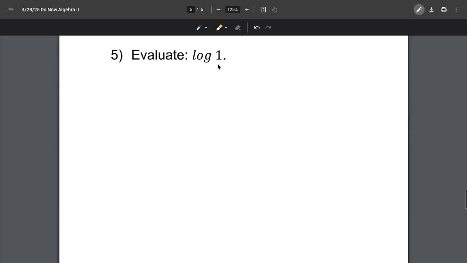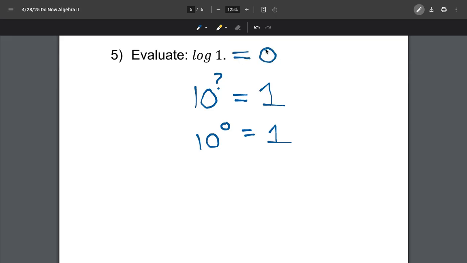Evaluate log of 1. So this is base 10. When you just write log, it's base 10. So we're saying 10 to what power equals 1? Well, a non-zero base to the power of 0 equals 1. So 10 to the 0 power equals 1. So this is equal to 0. That's my solution, 0.